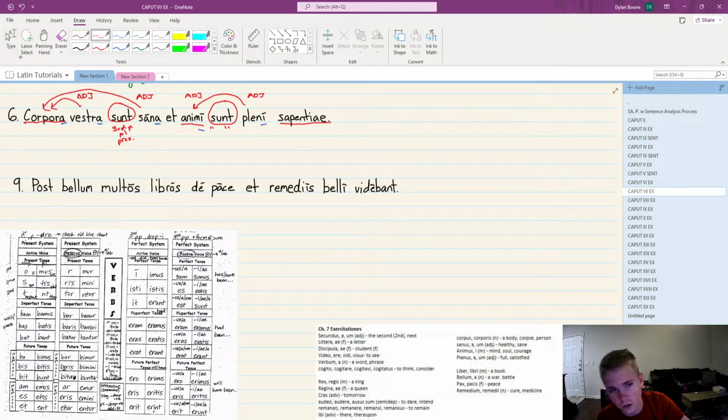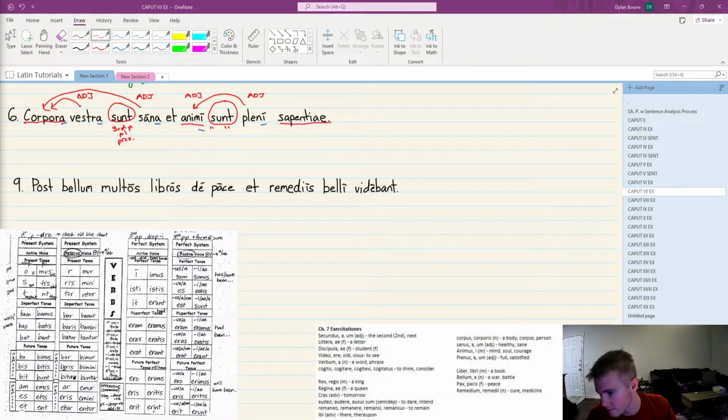Let's break down corpora. Even though we know that they're agreeing, what case are they? How are they being used? So corpora comes from corpus, corporis, right? Which is a third declension noun, even though it ends in -us. It's still a third declension noun because it's corporis in the genitive.